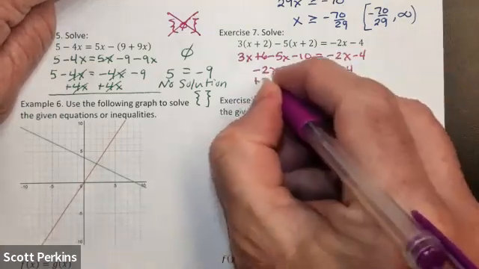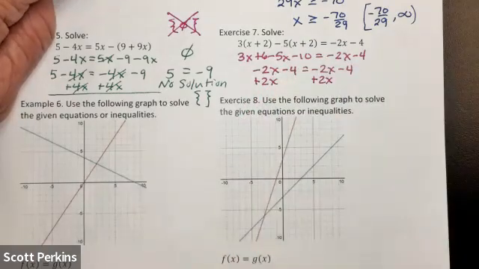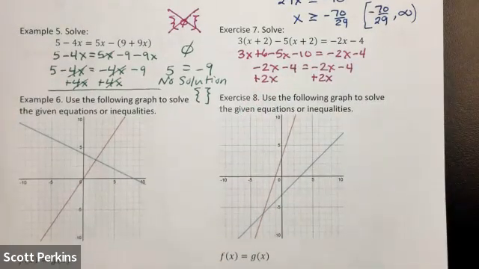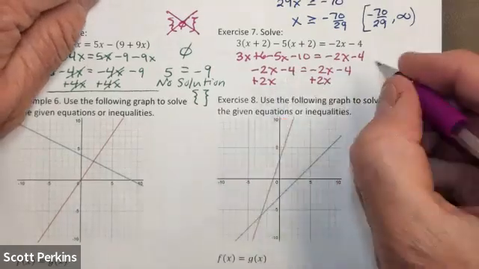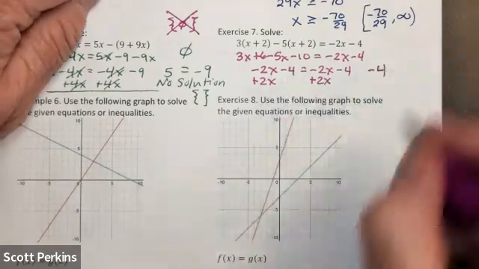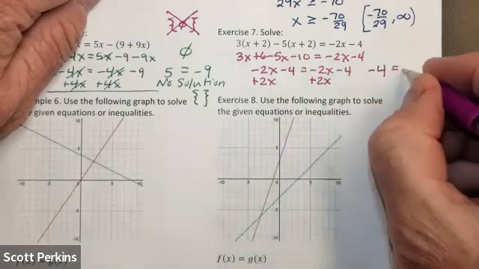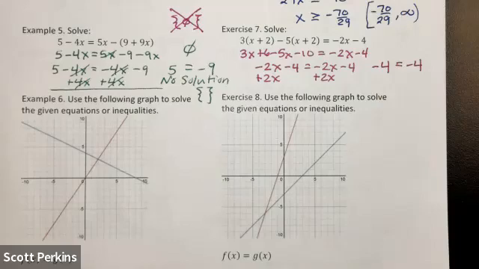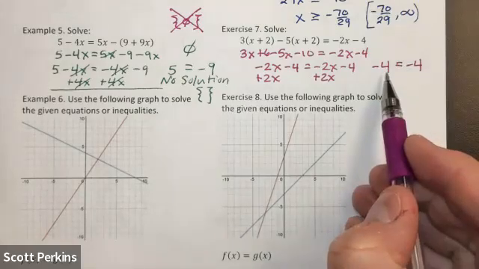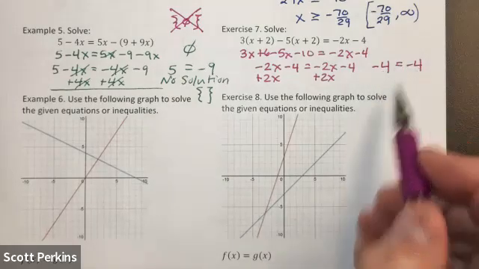And once again, we get the special situation where my variables cancel. I no longer have any x terms. And so what I have left on the left side of this is negative 4. What I have left on the right is negative 4. But I have a little bit of a different conclusion on this one. Now, is negative 4 equal to negative 4?